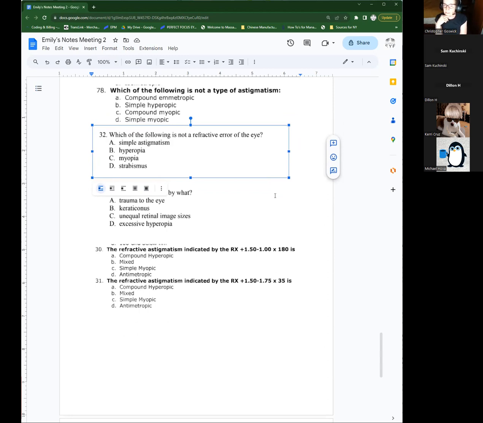Next one is, which of the following is not a refractive error of the eye?